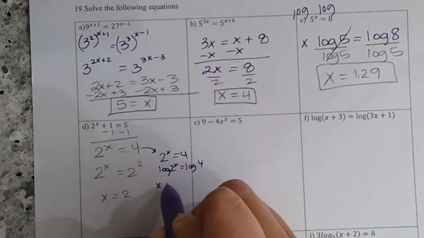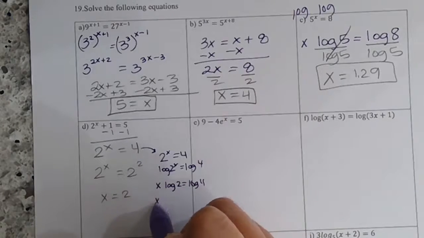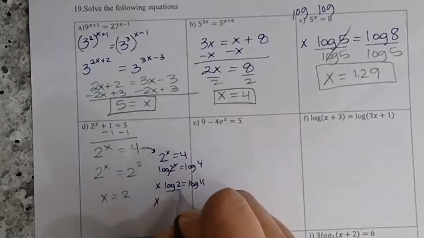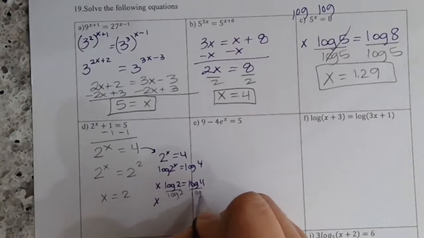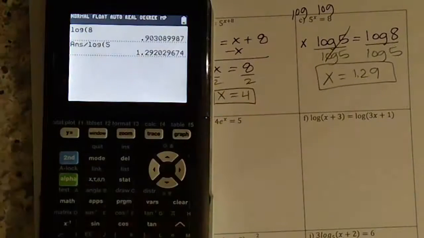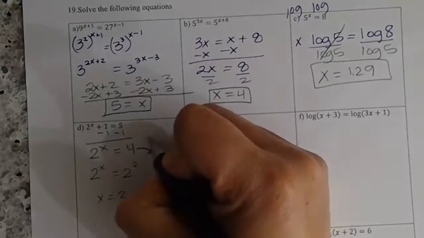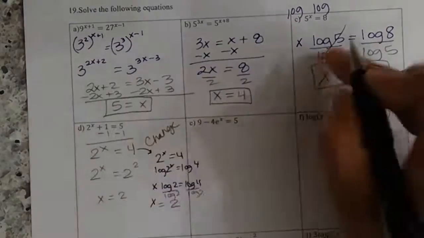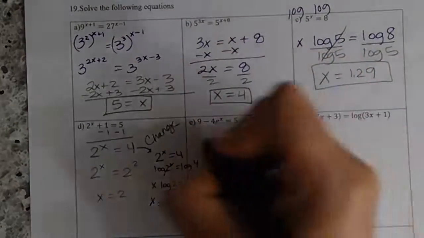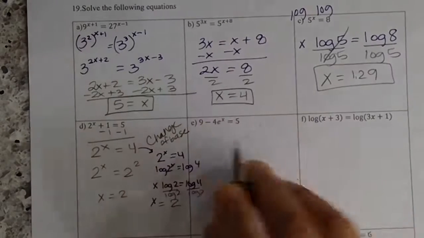Bring that in front, so you get x log 2. Divide by log 2. X is equal to log 4 divided by log 2. Okay, so you could have done think about it or change of base. Definitely change of base for this one, but this one you could have seen. All right. Okay. Here's a good one.